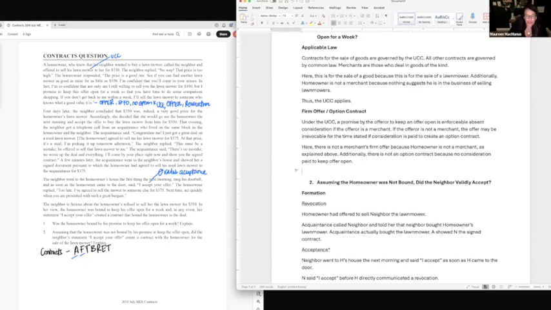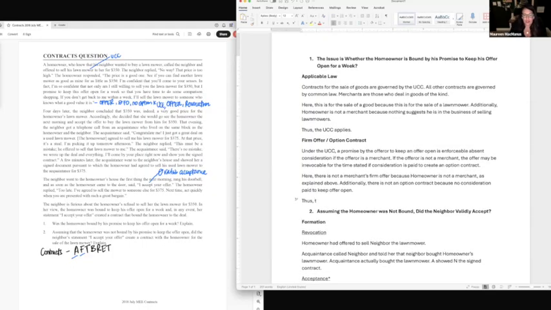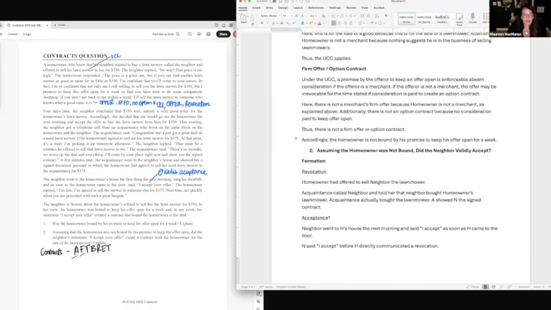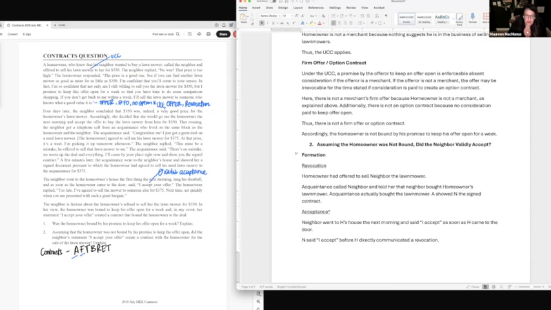And then I want to make sure I have a conclusion. Thus, and I want to answer the call of the question, there is not a firm offer or option contract. And then I'll do accordingly. This is how I sum up my conclusion or answer the issue: the homeowner is not bound by his promise to keep his offer open for a week. Boom.